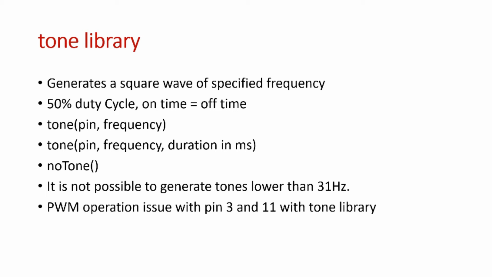The tone library has a very simple syntax where you just have to call tone, then mention the pin on which you want to generate the tone, and then mention the frequency which you want to generate. Due to some technical reasons, a signal less than 31 Hz is not possible to generate on Arduino. In the same function tone, you can also optionally provide the duration in milliseconds for which you want the tone to be generated. If you don't specify any duration, then the frequency will be generated on that pin infinitely, unless you call a function called noTone.